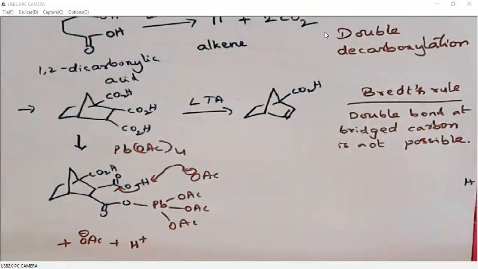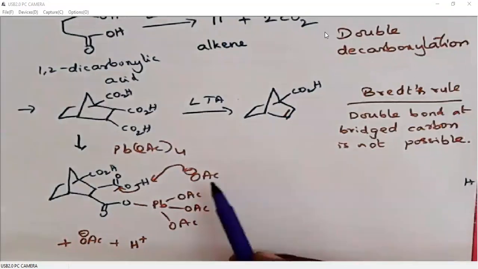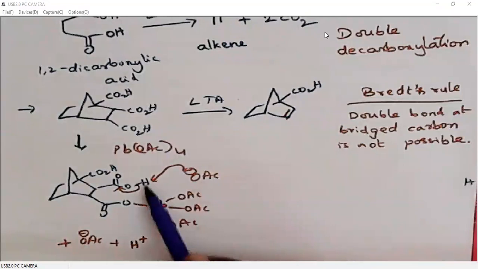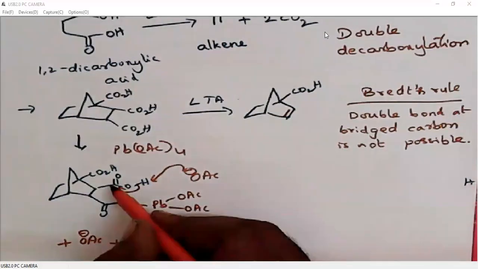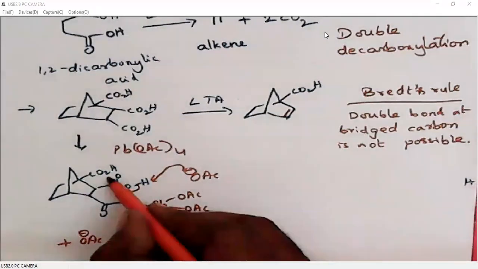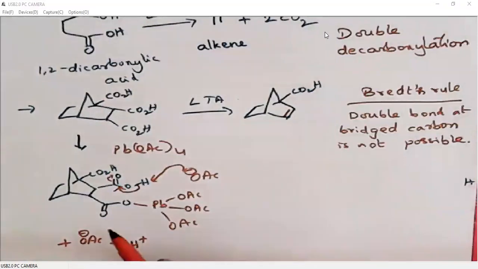So we were discussing the lead tetraacetate double decarboxylation mechanism. When this OAc minus picks up this proton, what happens? The bonding electrons in the oxygen-hydrogen bond will be polarized towards the carbonyl carbon, so it generates a carbon-carbon double bond. Because it is generating a carbon-carbon double bond, this carbon-carbon bond will break first, and then again form because it is in resonance.